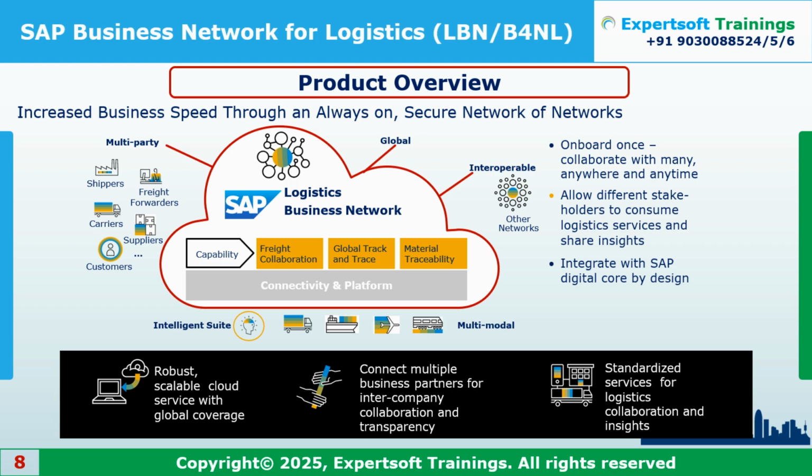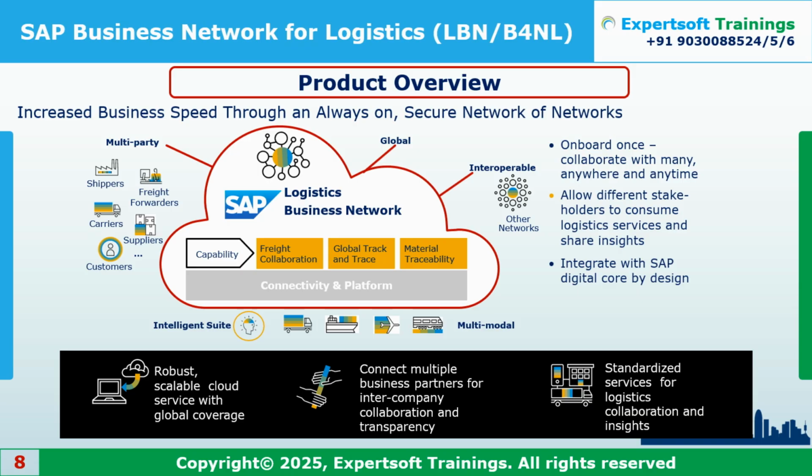So these three components are within LBN, but if you have to use the GTT, it's a separate license. This is a separate license. Each of them will have their own unique ID. You cannot buy the license of freight collaboration and run GTT. That is not possible. These are the three subcomponents, and you need to have a separate ID to link with it.